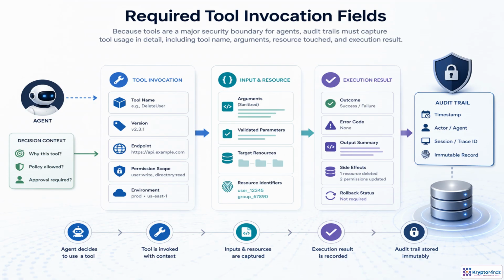Tool calls deserve extra audit detail because they cross a security boundary. It is not enough to record that the agent used a tool. Identify the tool, version, endpoint, permission scope, and runtime environment. Capture sanitized arguments, validated parameters, target resources, and resource IDs. Just as important, log the decision context: why the tool was chosen, whether policy allowed it, and whether approval was needed. Then record the outcome: success or failure, error codes, output summary, side effects, and rollback status.